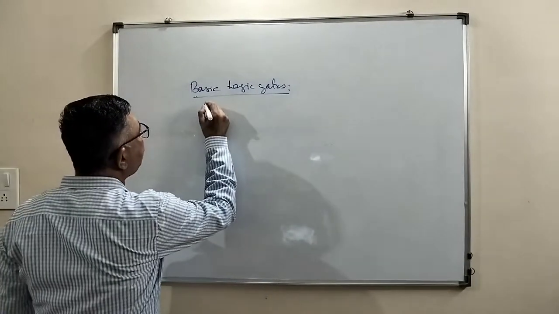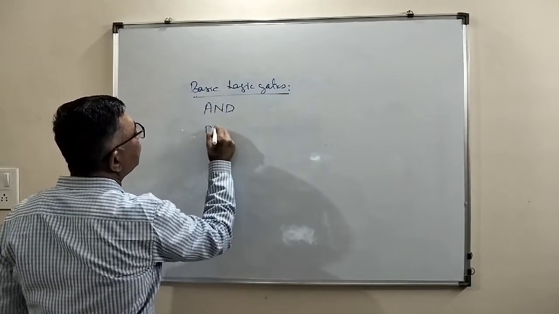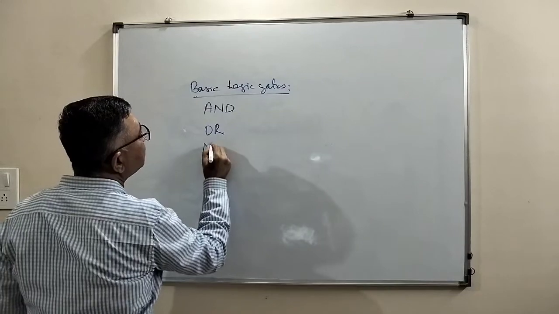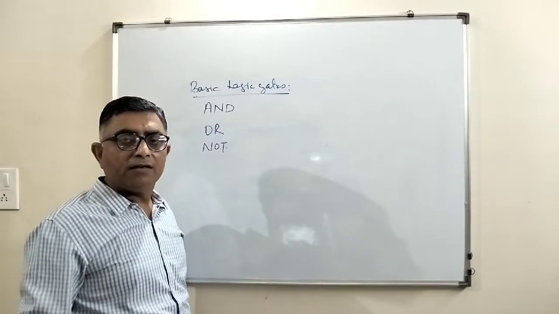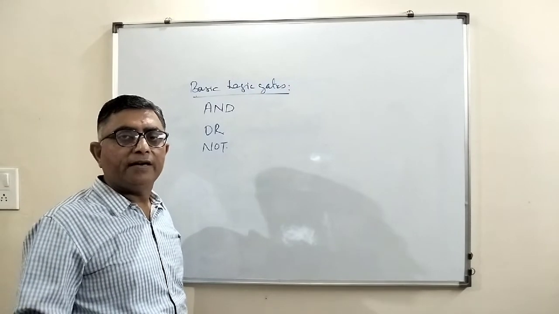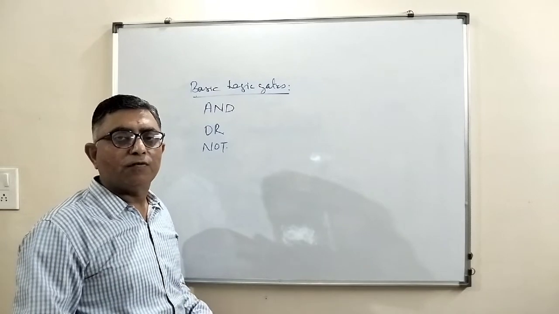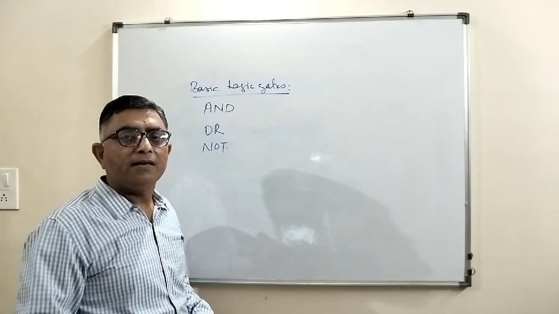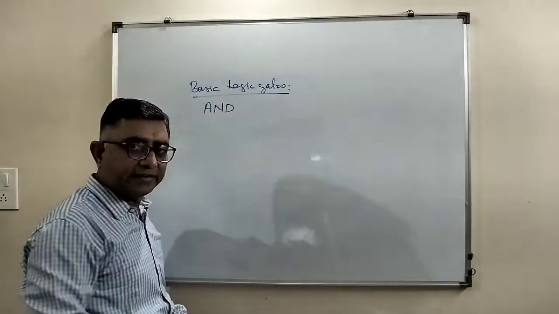So in this video we will discuss three gates: AND, OR and NOT. For other logic gates like XOR gate, NAND gate, NOR gate and different applications of these gates, you have to see my other videos. So in this case we will start with AND gate.